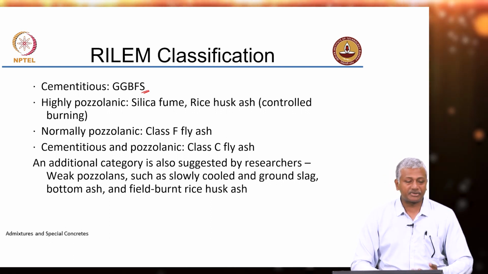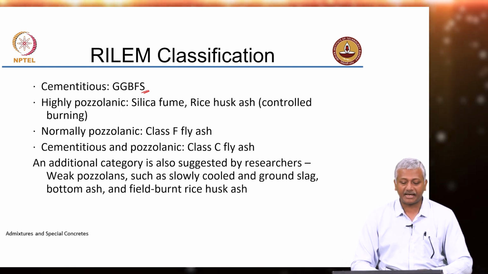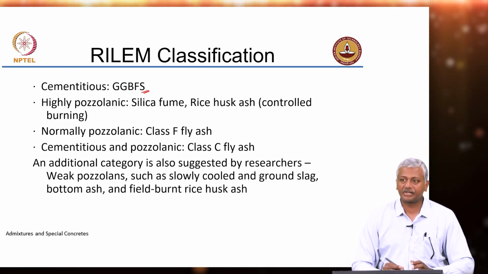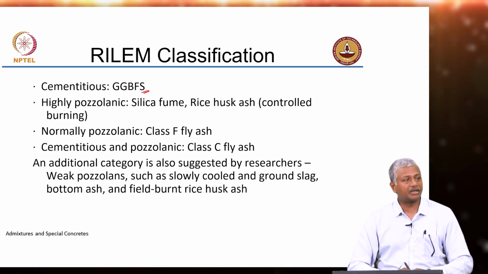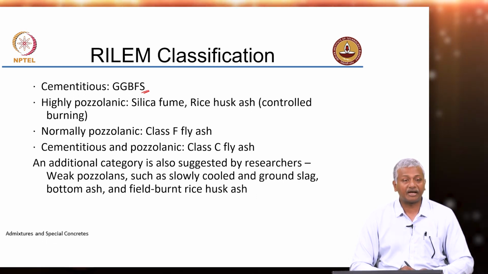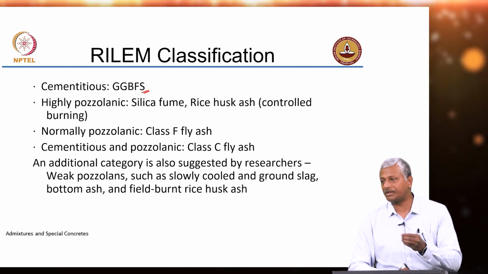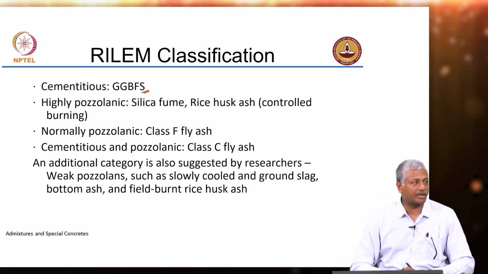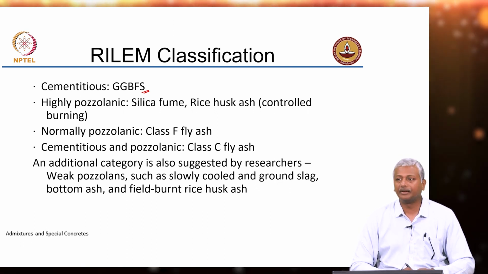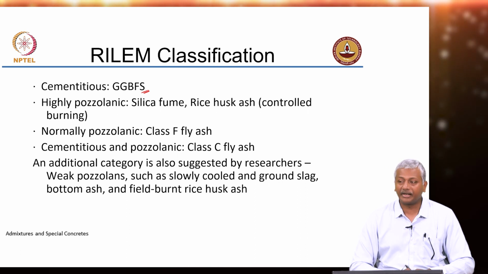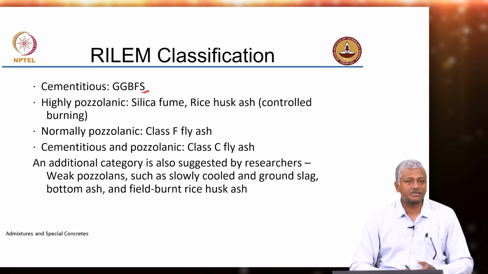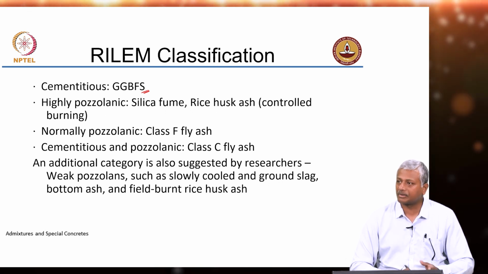Highly pozzolanic materials include silica fume and rice husk ash, which is produced from controlled burning. Again, I will talk about these distinctions between controlled burning and variable or uncontrolled burning later on. But the idea is that you have systems of high purity silica, that is why you get highly pozzolanic behavior from these systems. Normally pozzolanic is something like class F fly ash. Comparatively, in terms of composition, the highly pozzolanic material has silica content of the order of nearly 90%, whereas when you talk about normally pozzolanic systems, we are around 50 to 60%.